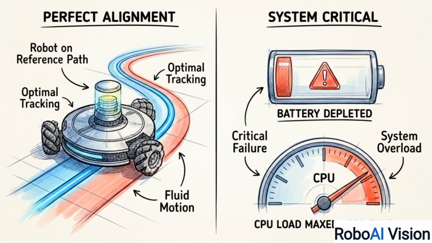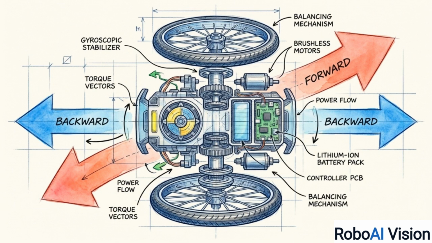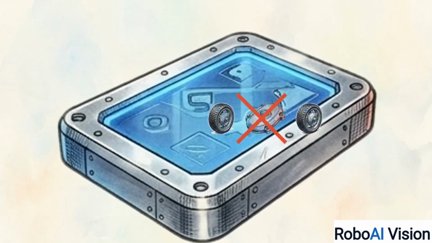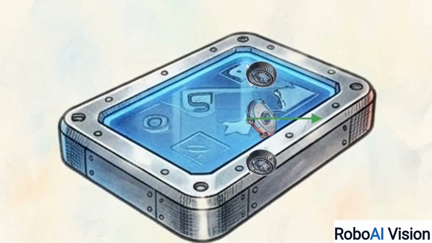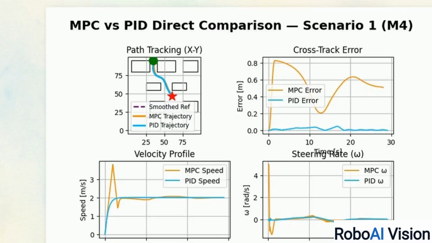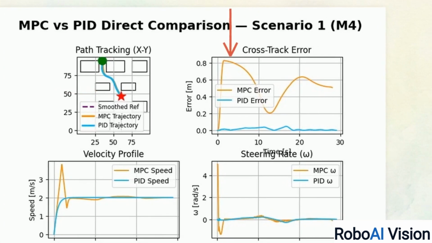Those conclusions, however, completely invert when we switch the simulation from a point mass to a non-holonomic unicycle model, like a typical two-wheeled robot that has to rotate before it can drive forward. This layout examines unicycle dynamics. In the top left panel, the MPC trajectory entirely deviates from the smooth reference. The cross-track error graph shows a massive, sustained spike for the MPC, while PID maintains a near-zero error rate.